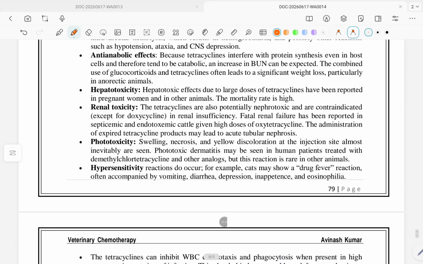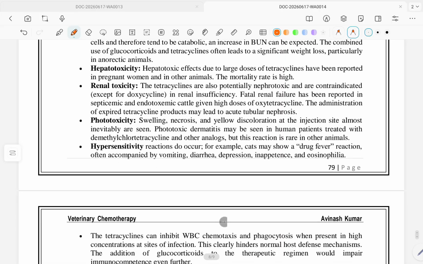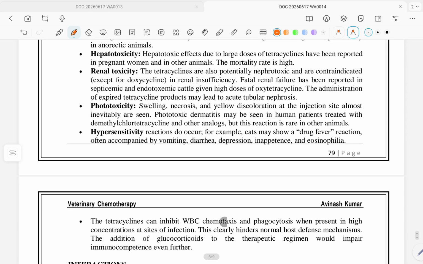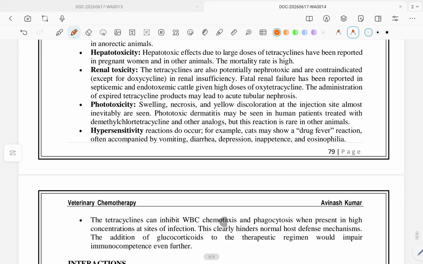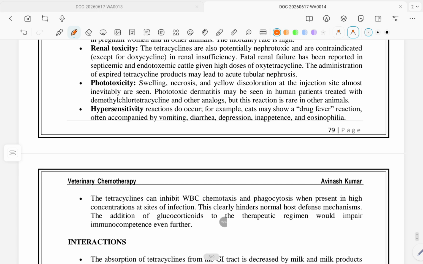Hepatotoxicity. Hepatotoxic effects due to large doses of tetracycline have been reported in pregnant women and in other animals. The mortality rate is high. Renal toxicity. The tetracyclines are also potentially nephrotoxic and are contraindicated in renal insufficiency, except for doxycycline. Fatal renal failure has been reported in septicemic and endotoxemic cattle given high dosages of oxytetracycline. The administration of expired tetracycline product may lead to acute tubular nephrosis.